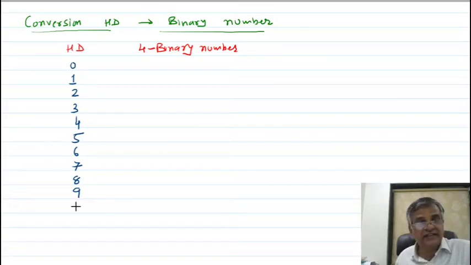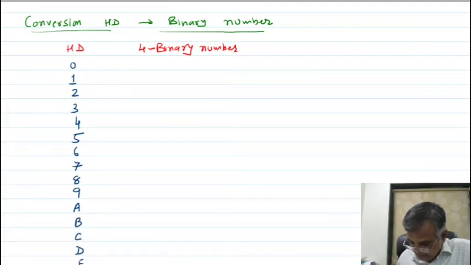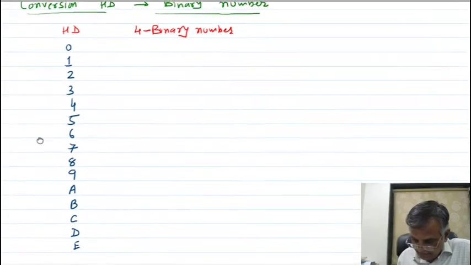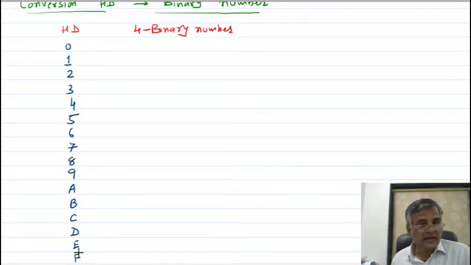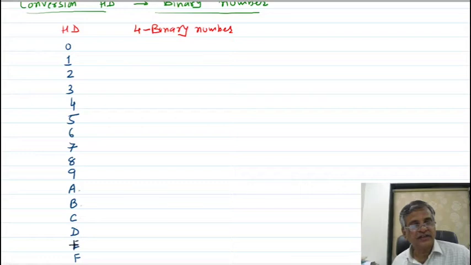Don't write 10. 10 is in decimal. In hexadecimal you will write A, B, C, D, E, and this is your F. Remember, in a hexadecimal number, you cannot write 10 here. You have to start from A, B. This is 10 in decimal number. In hexadecimal 11 is known as B, 12 is C, 13 is D, 14 is E, and 15 is F.